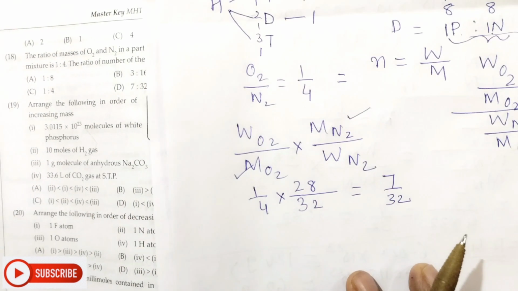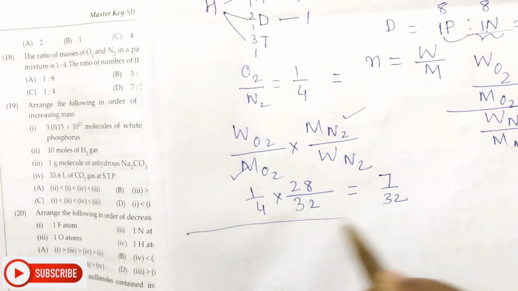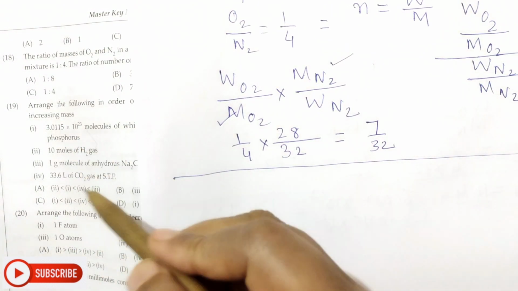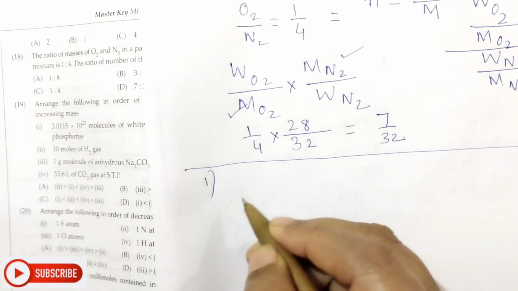See the next question, students. Arrange the following in order of increasing masses. Now if I want to convert them to increasing masses, first I have to convert all the given options into their corresponding masses. So let us see the first option.